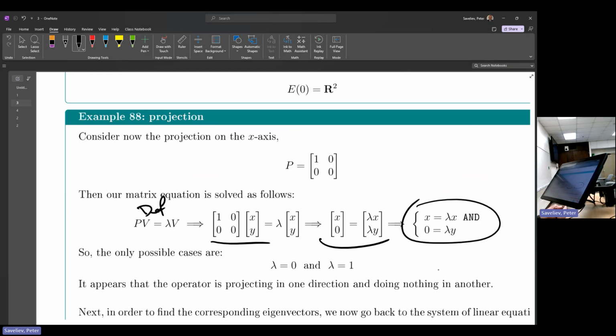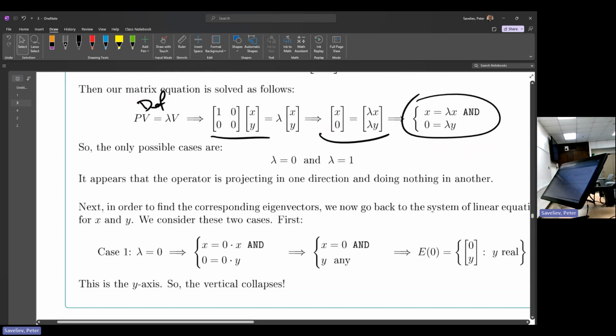Both of the equations are satisfied no matter what x is. And if lambda is equal to 1, then y has to be equal to 0. Okay, so that's what we encounter here, and that produces the two eigenspaces.